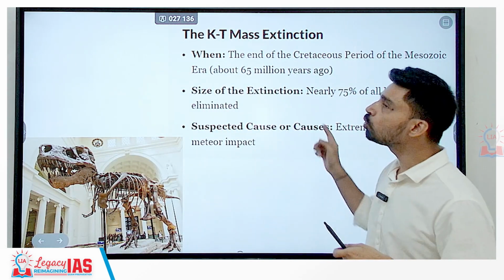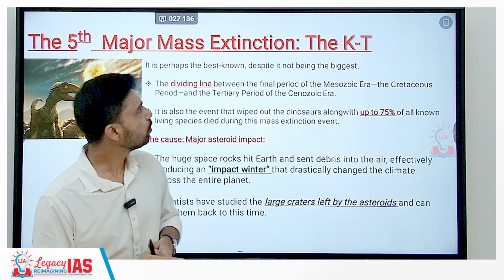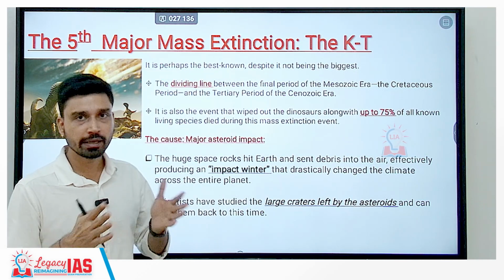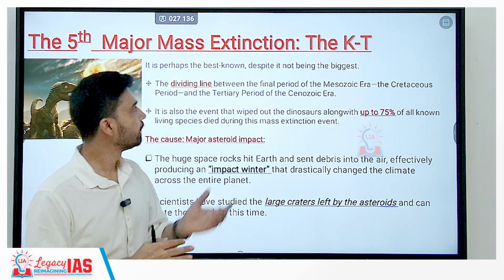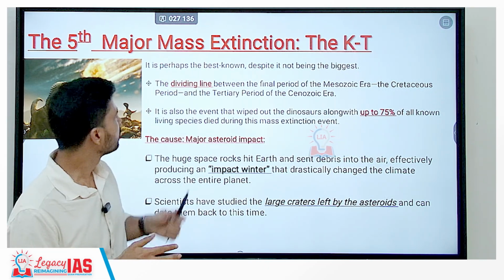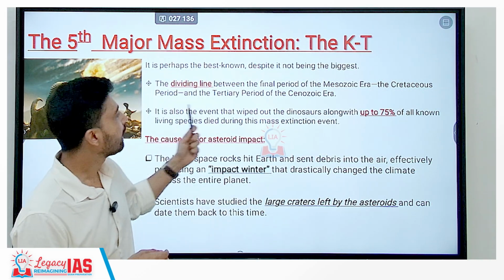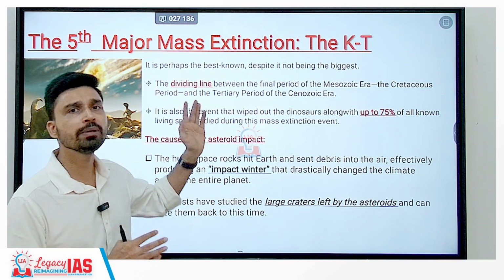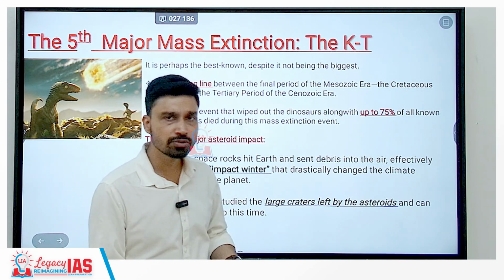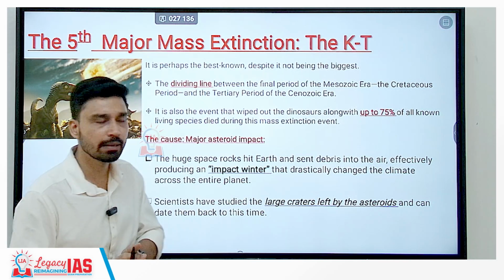And it is the most well known, most understood extinction phenomenon that we have an idea about, and perhaps, despite not being the biggest extinction phenomenon, if you compare it with the third one, it is the best known today. So the dividing line between the final period of the Mesozoic era, that is the Cretaceous period, and the Tertiary period of the Cenozoic era is also believed to be this mass extinction event. It is also the event that wiped out the dinosaurs along with the other 75% of the known living species that flourished during this time period.